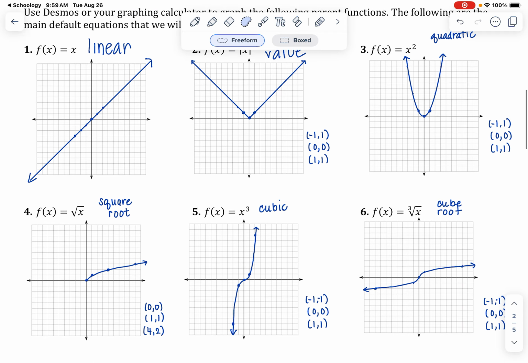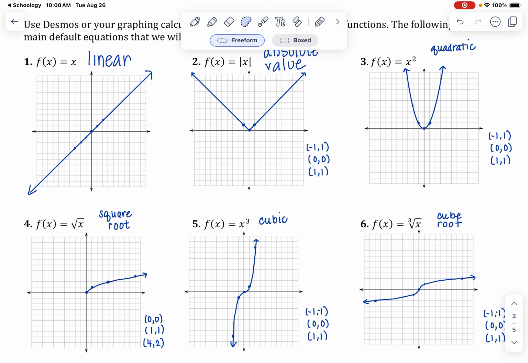Okay, so these are our 6 graphs. The first one is a linear equation, okay? So that is in the form of a line, y-intercept of (0, 0), slope of 1, right? And you need to know that that's linear. So all of these names you should know also, okay?